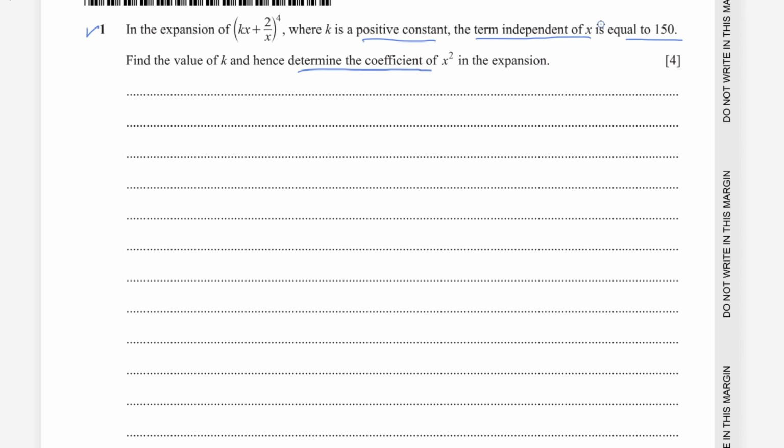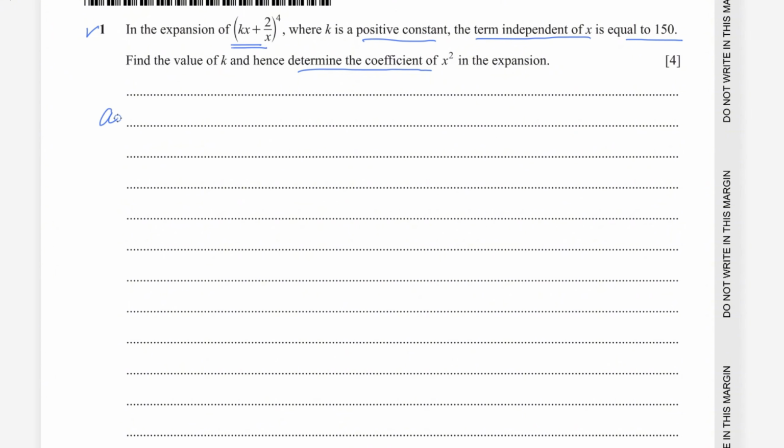In this question, you need to find the value of k by using this information. This is given here: the term independent of x is equal to 150. By using this information, we could easily get the value of k. After finding the value of k, you need to find the coefficient of x squared. We could expand this using the binomial theorem formula.